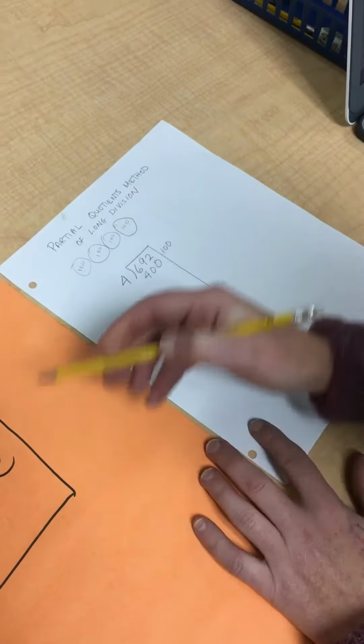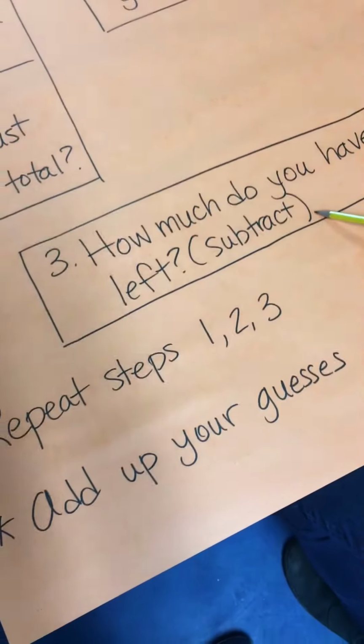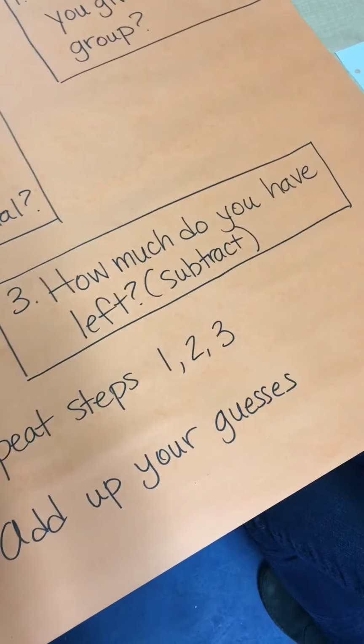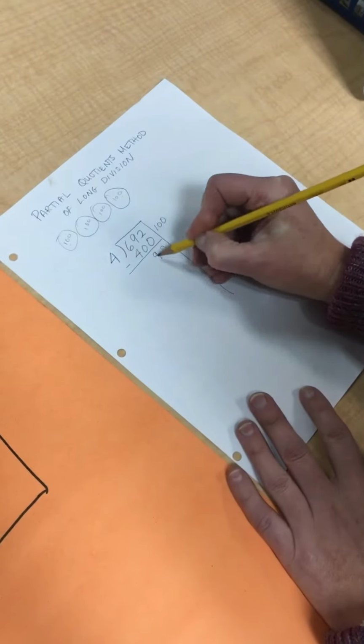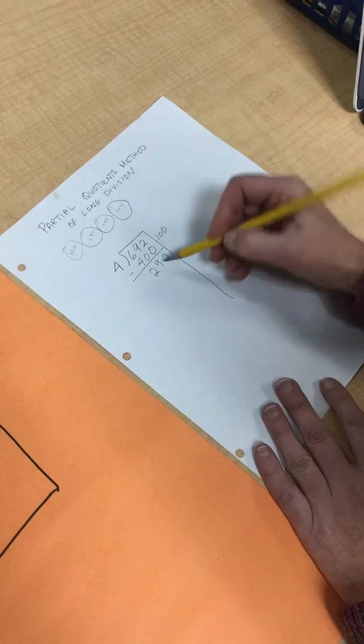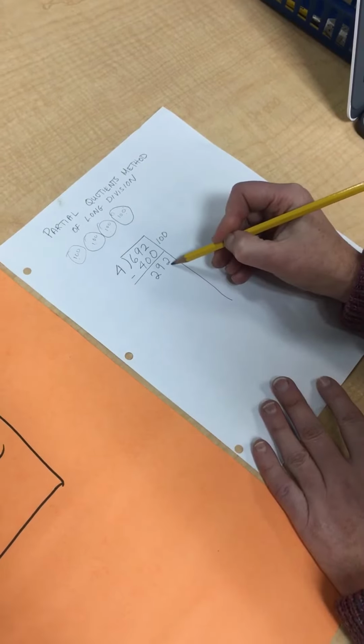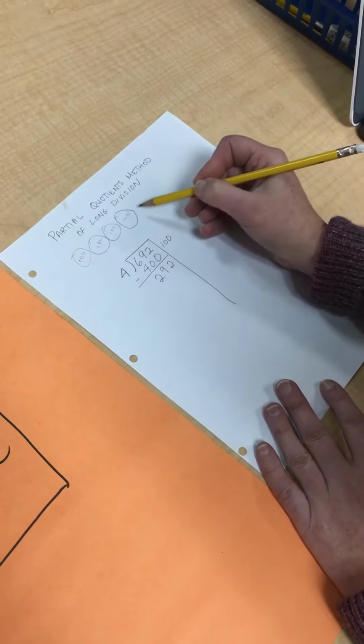And then we go to question 3. How much do you have left? Subtract. So we're going to subtract to see what remains. And then we repeat the steps. I have 292 to give out. I don't have enough to give 100 to each group.